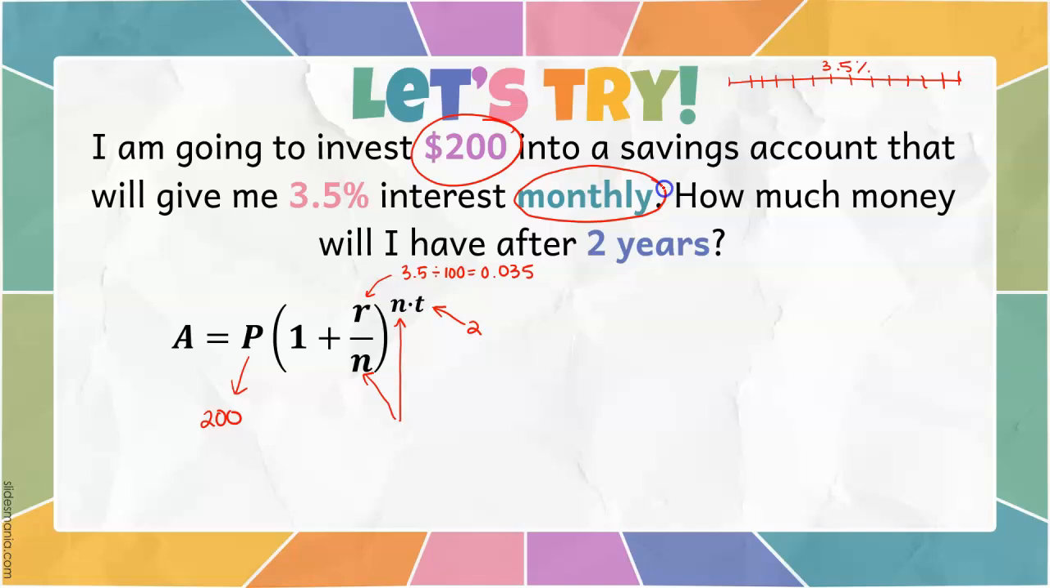Now I am going to be getting the interest monthly. Monthly would mean I'm getting it 12 times a year. So I'm taking that interest and dividing it by 12, but also keeping in mind that that means I'm actually going to be getting the interest 24 times total. So let's put all of that together. 200, 1 plus 0.035 divided by 12 raised to the 12 times 2 power.